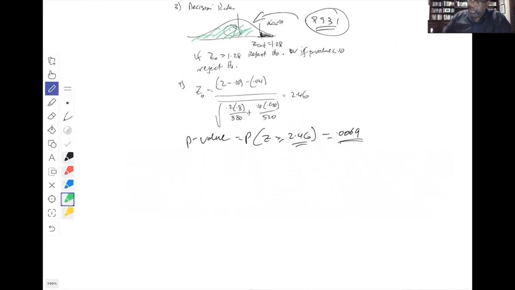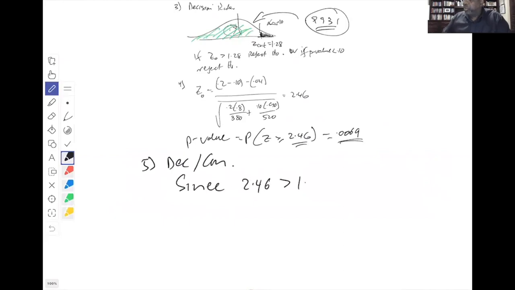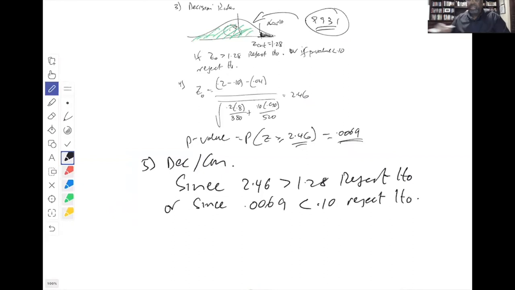Step 5, decision, conclusion. Since 2.46 is greater than 1.28, we reject the null hypothesis. Or by the p-value approach, since 0.0069 is less than 10%, reject the null hypothesis. So that's also the p-value approach.